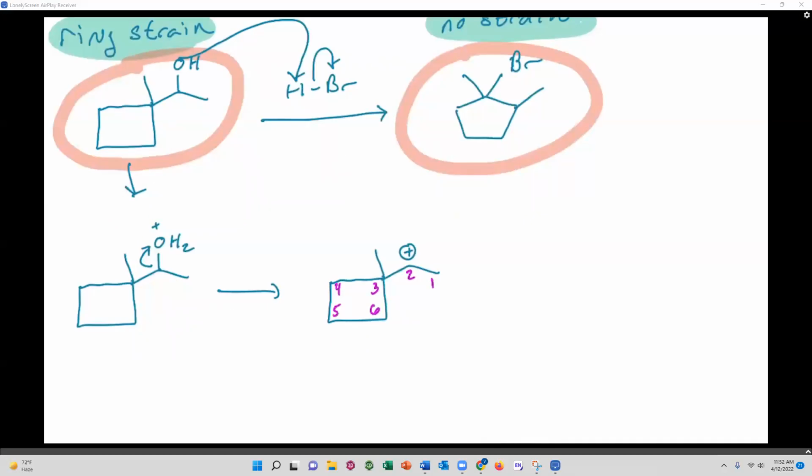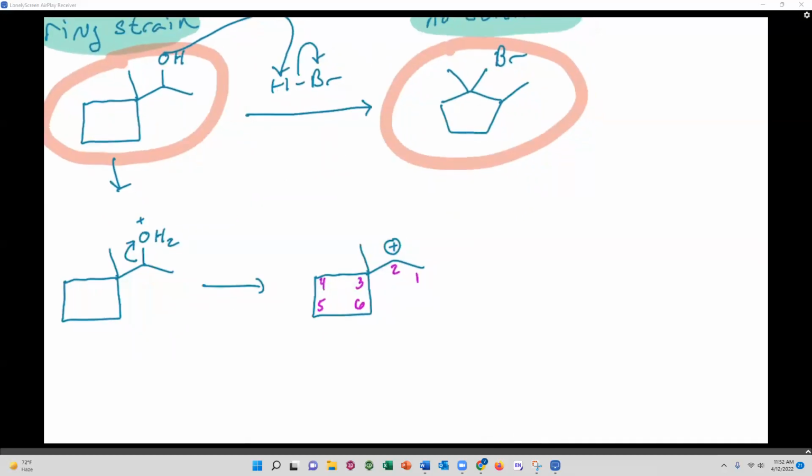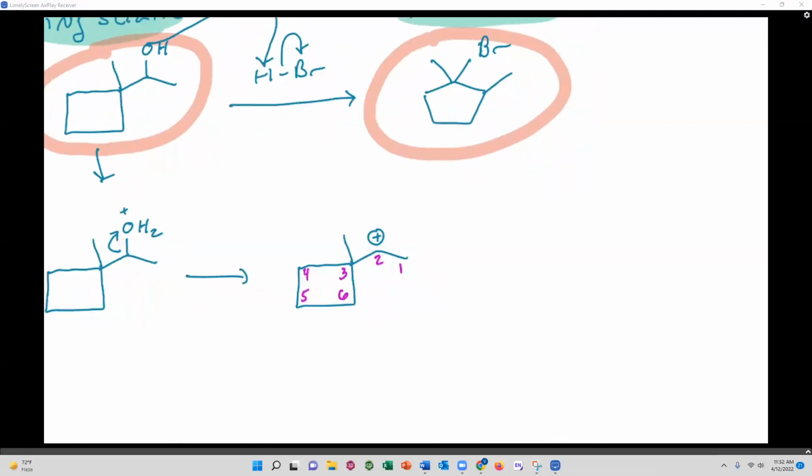For me to expand this, it looks like I could easily break the bond between carbons 3 and 6 and shift the electrons over to carbon 2, forming a brand new bond between carbon 6 and 2. And so again, I'm going to go ahead and draw cyclopentane.